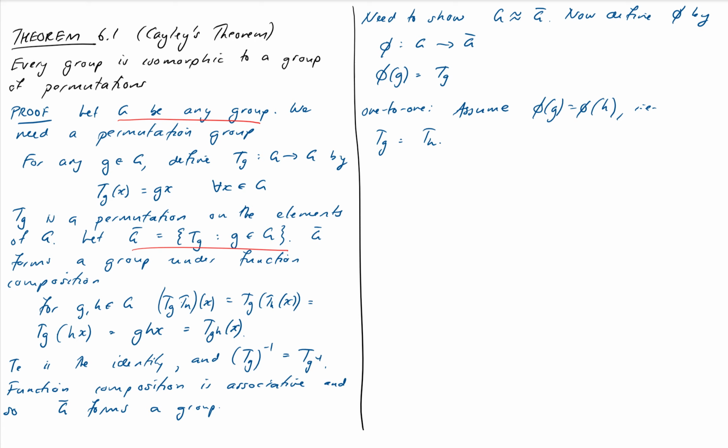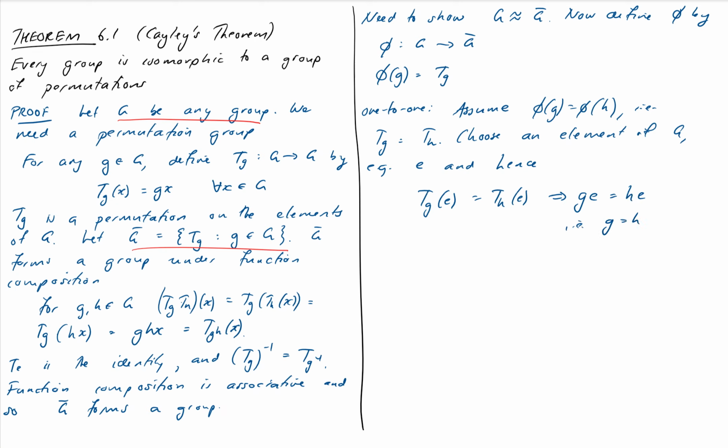The easiest way to do this is just to choose any element and map it through the permutation. So we'll choose an element of G, e.g. the identity, and hence if these two permutations are equal, they should certainly be equal when applied to the element e. Tg of e is equal to Th of e, which, if we apply the definition of Tg and Th, gives ge equals he, i.e. g is equal to h.